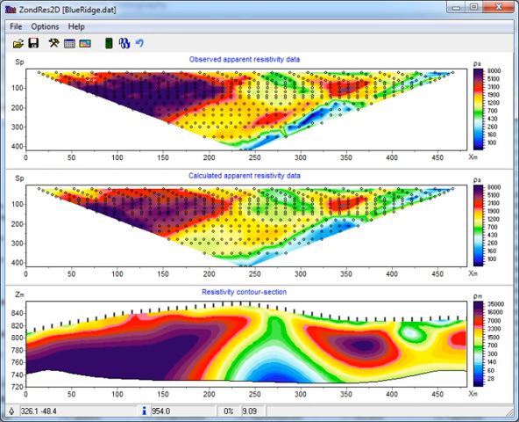See also: electrical capacitance volume tomography, magnetotellurics, seismo-electromagnetics, telluric current, vertical electrical sounding.